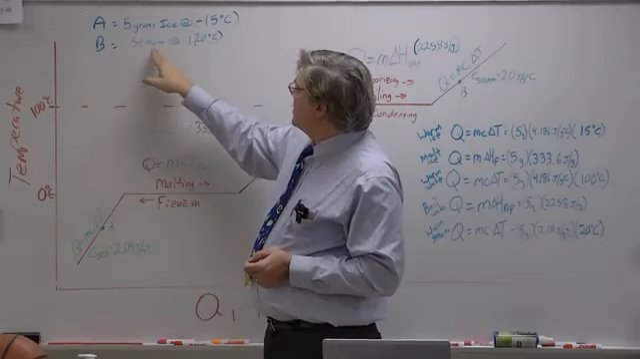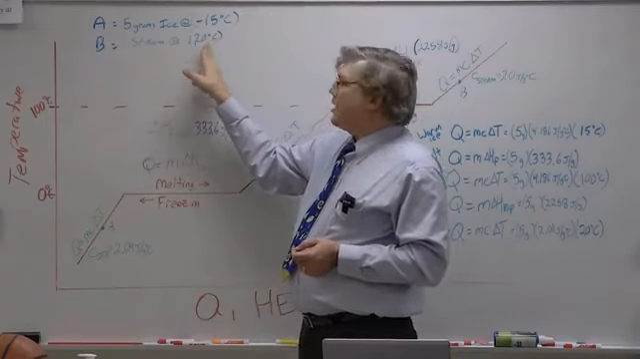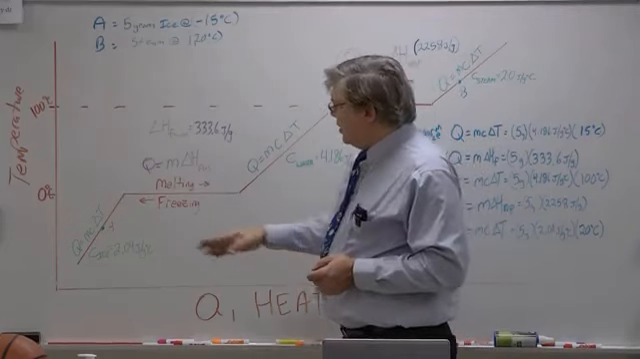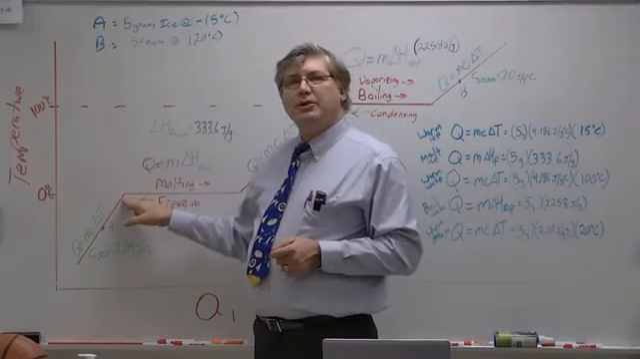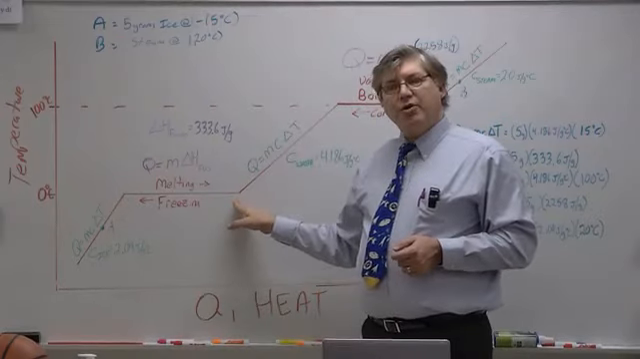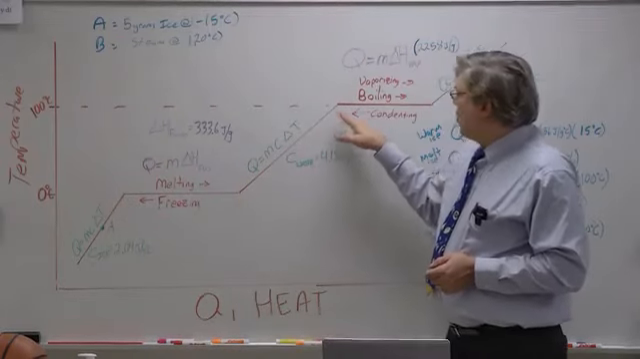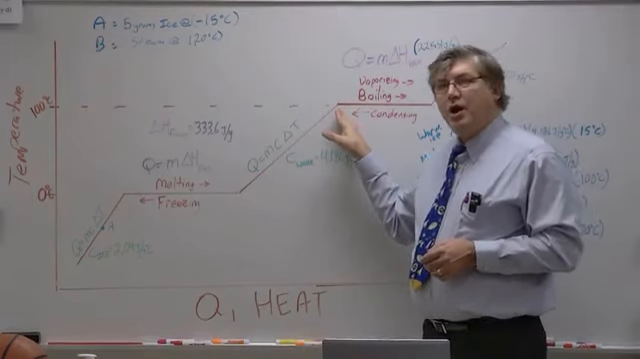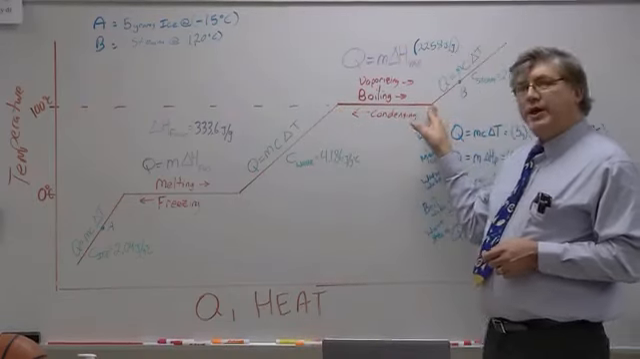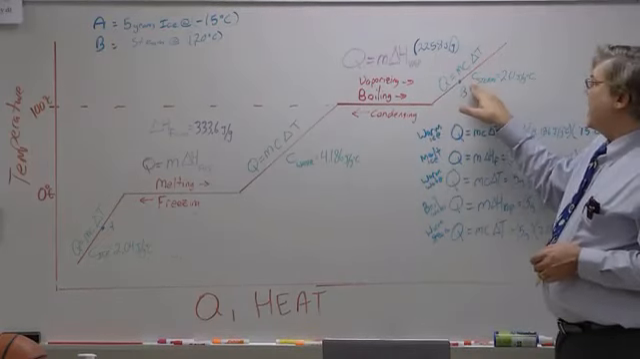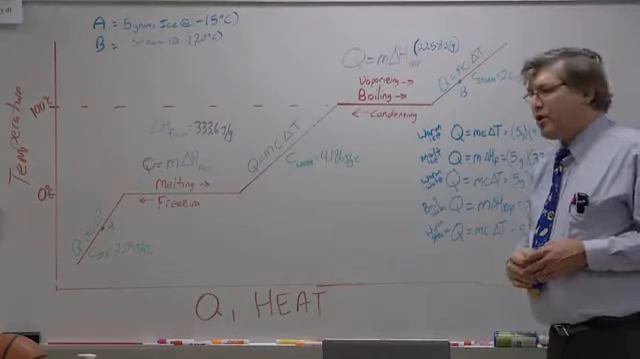Point B is the same 5 grams of steam at 120 degrees Celsius. We have to go through several steps. The first step is we have to warm the ice to melting point, to 0 degrees. Then we have to melt it to get 0 degree water. Then we have to warm the water to 100 degrees. So we have 100 degree water. And then we have to evaporate it or boil it. And then we have 100 degree steam. Then we have to take the steam and raise its temperature to 120 degrees.